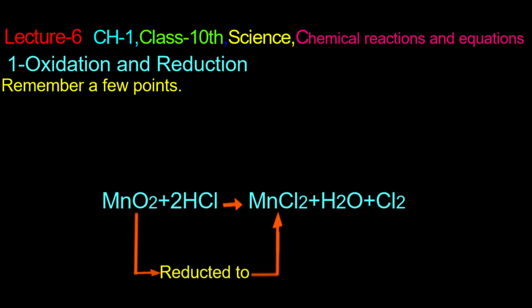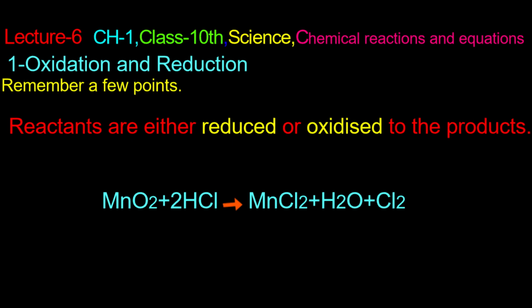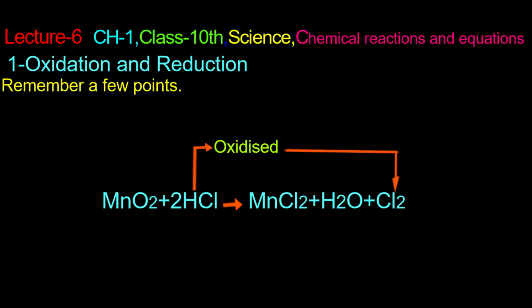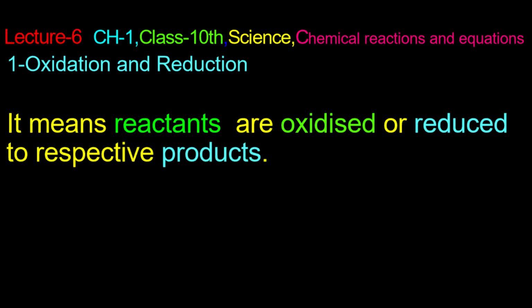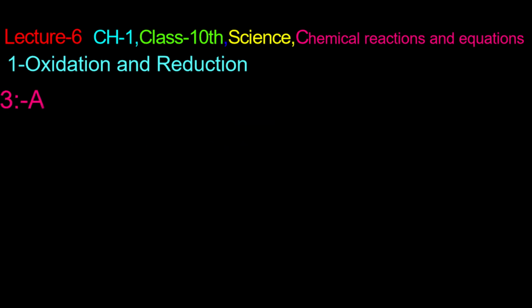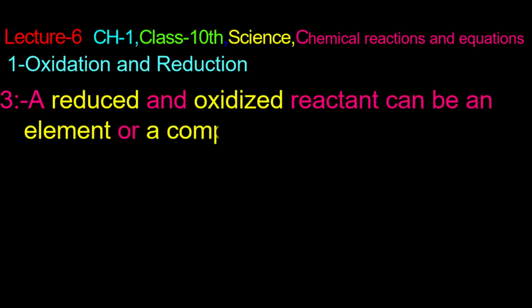Here, MnO2 has been reduced to MnCl2, and note it is not the MnCl2 that has been reduced or oxidized. So you have to remember that the reactants are either reduced or oxidized to the products. Similarly, HCl has been oxidized to Cl2. It means reactants are oxidized or reduced, and they are oxidized or reduced to respective product. Next point, a reduced or oxidized reactant can be an element or a compound.